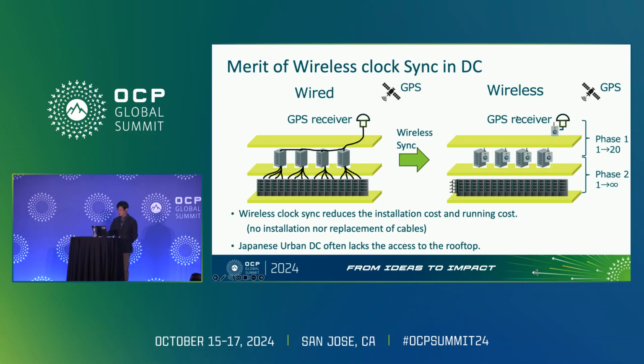We want to bring wireless synchronization into the data center. Here is one use case: we usually bring the GNSS or GPS receiver signal with wire to the servers that have time cards, but we want to get rid of these wires, mainly because urban data centers, which are typical in Japan, don't own the building. So they often cannot run the cable from their room to the ceiling. In this case, wireless synchronization will definitely help.